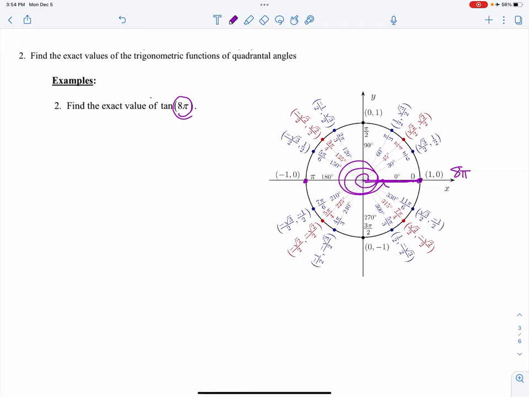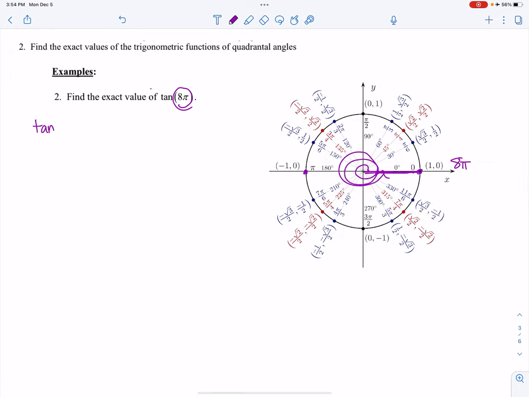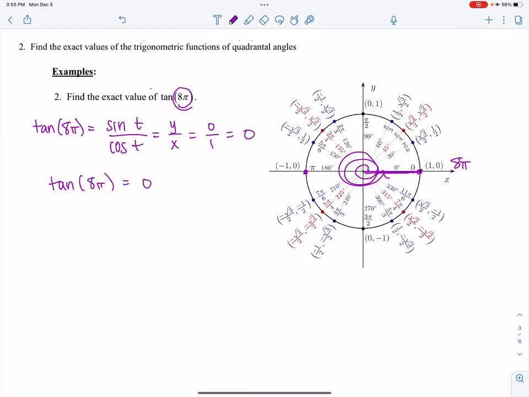So we want tangent of 8 pi. Tangent is our sine over cosine, and that represents our y over our x. And in this case, we have 0 over 1, which leaves us with 0. So tangent of 8 pi will give us 0.